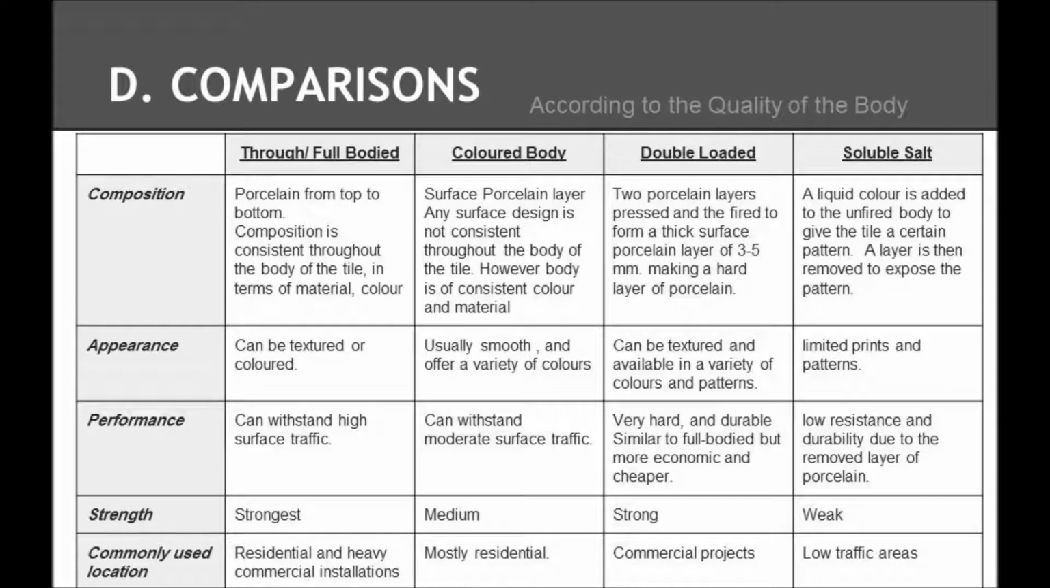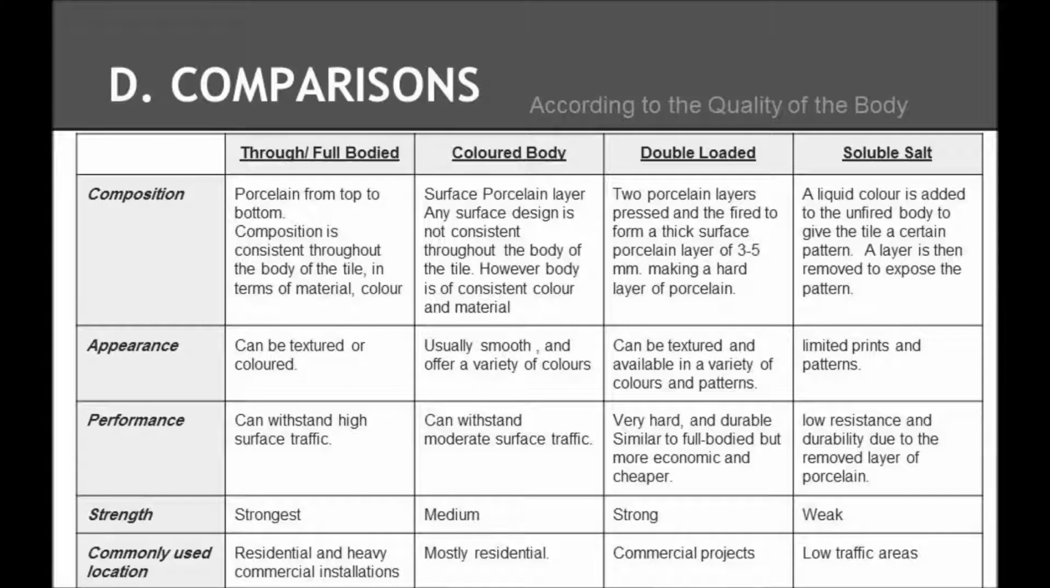There can be comparisons made in porcelain according to the quality of the body. For example, for the types of body, there is the through fully bodied, there's the colored body, there's the double loaded, and the soluble salts. And they differ according to composition, appearance, performance, strength, and function. For example, let's take composition. The full bodied is consistent throughout the whole tile, while the colored body does not have a consistent surface porcelain layer.